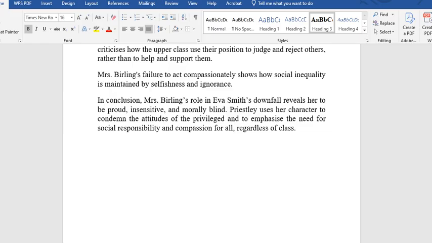So that is the question and the model answer as expected by WAEC.